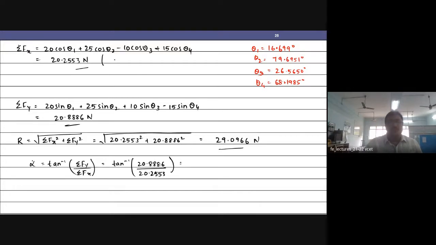Here one thing I did not do: sigma Fx, the value is positive, so the direction is towards the positive x-axis. Sigma Fy is also positive, with the direction the positive y-axis. So my resultant is going to lie in the first quadrant. And whatever angle I'm getting will also be positive. Okay, so I have to measure it from the positive x-axis. Okay, so what is the value of angle?